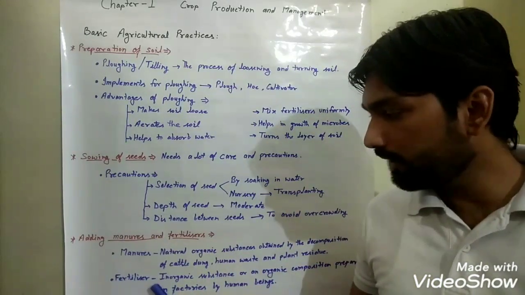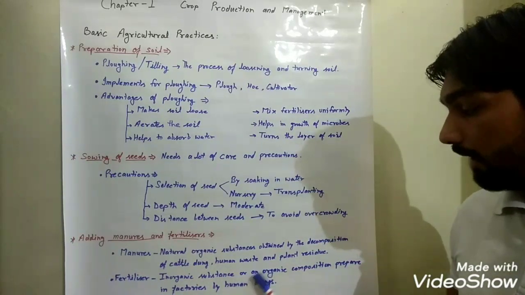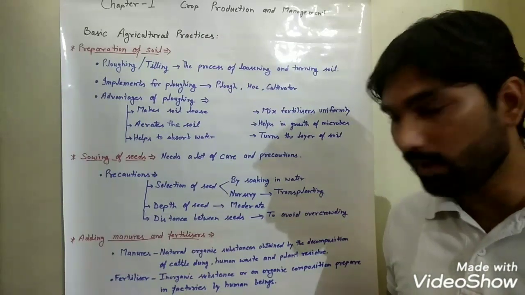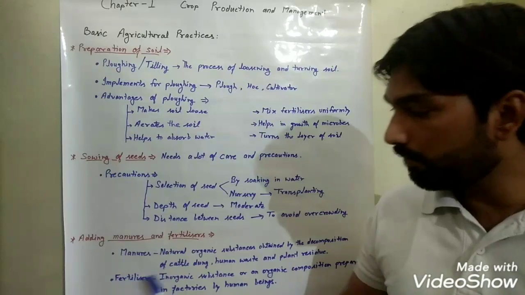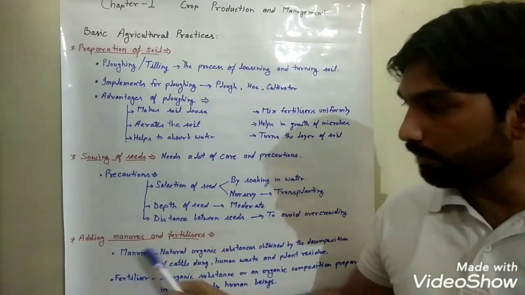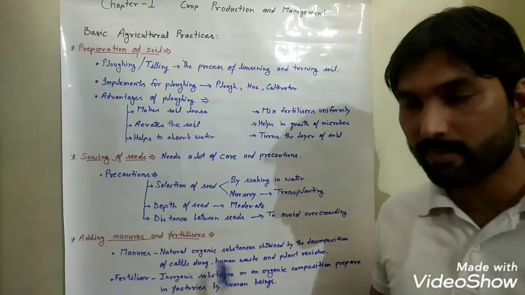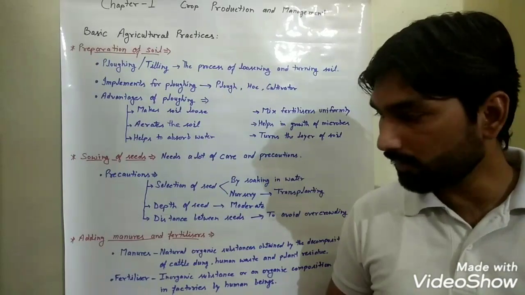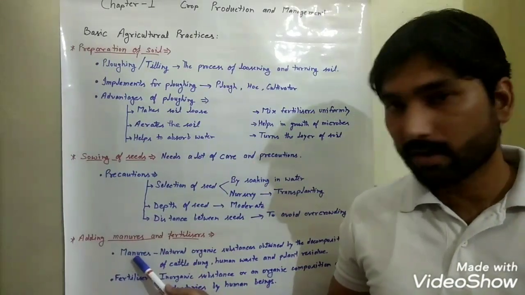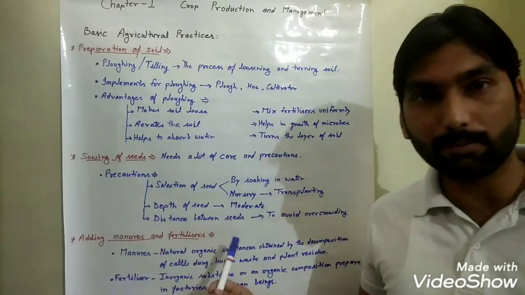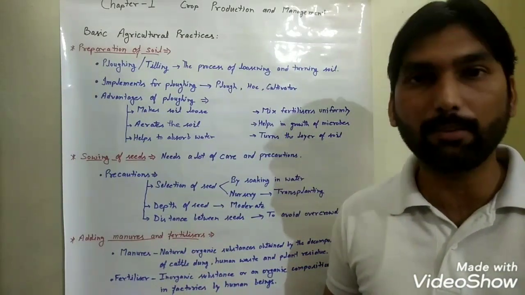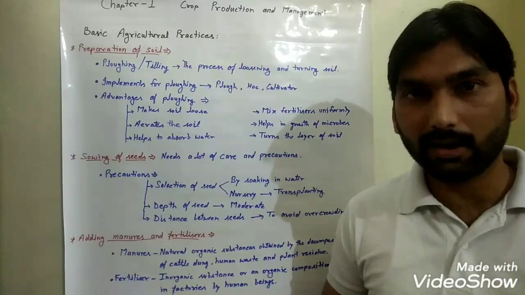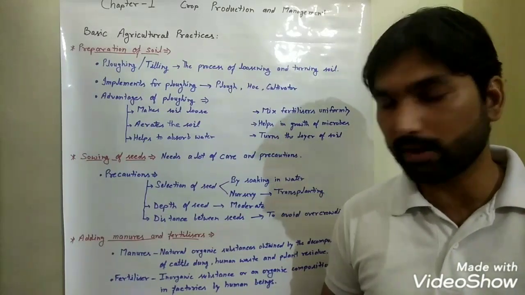Whereas fertilizer is an inorganic substance or an organic composition prepared in factories by human beings. So basically fertilizer is what? Inorganic substance, whereas manure is what? Organic substance. A lot of differences between manures and fertilizers are given in your book. Like manures, since they are made up of the living body, they are not going to pollute our environment or soil. But fertilizers, whenever they are provided in the field, are going to create pollution in the soil.